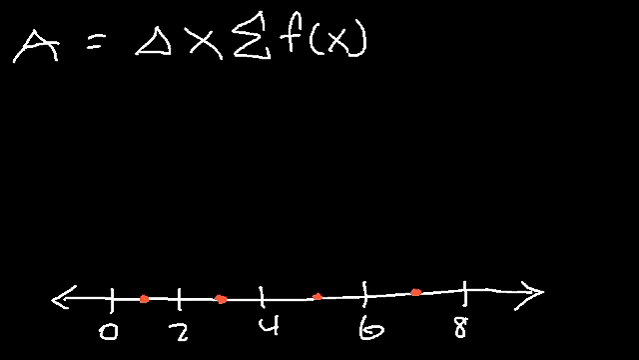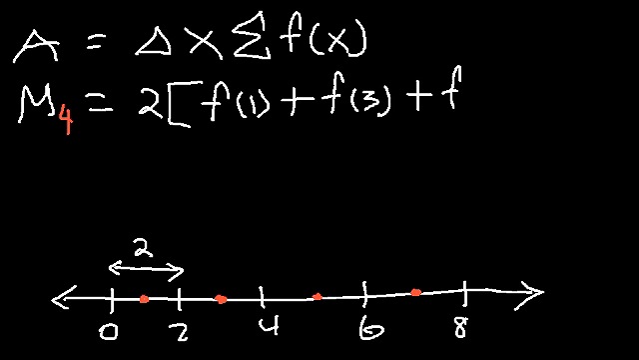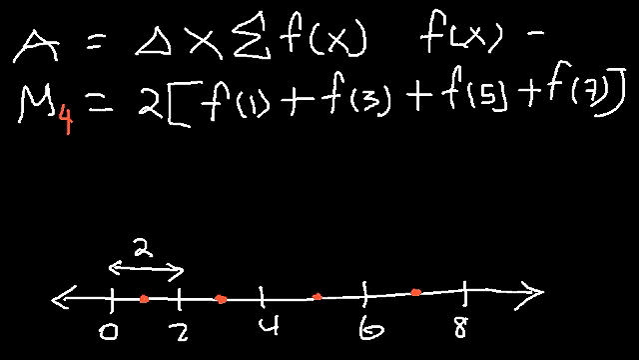So now let's estimate the integration using the midpoint rule. M stands for the midpoint, and the subscript 4 tells us that the n value is 4. Delta x is the width of the interval, which is 2. And then we're going to find the y values at these 4 different x values. So that's f of 1 plus f of 3 plus f of 5 plus f of 7. And keep in mind, f of x is equal to x squared.